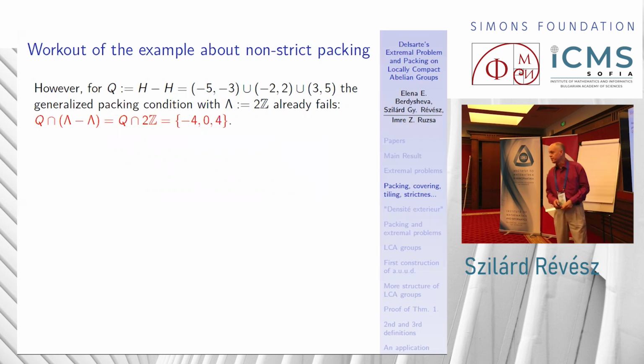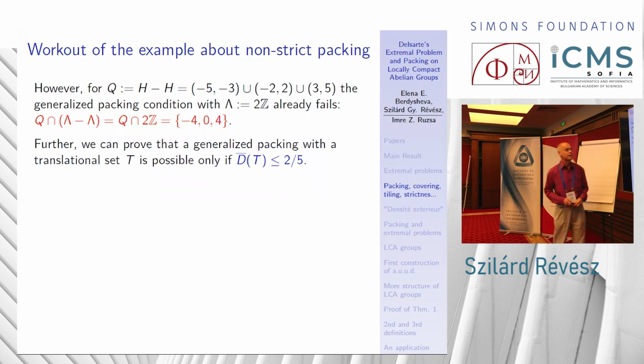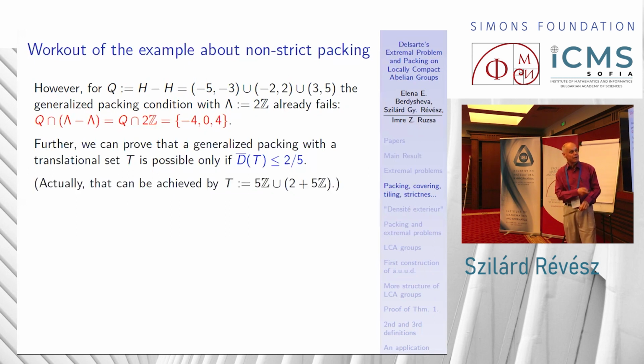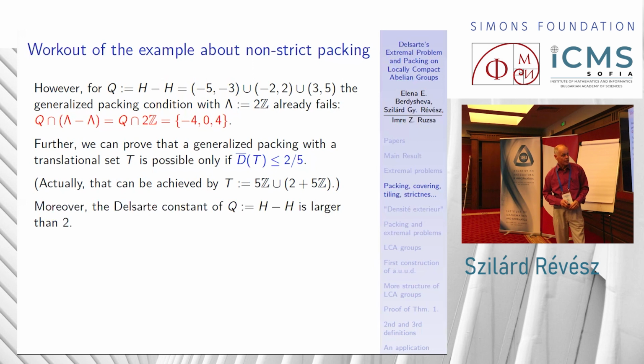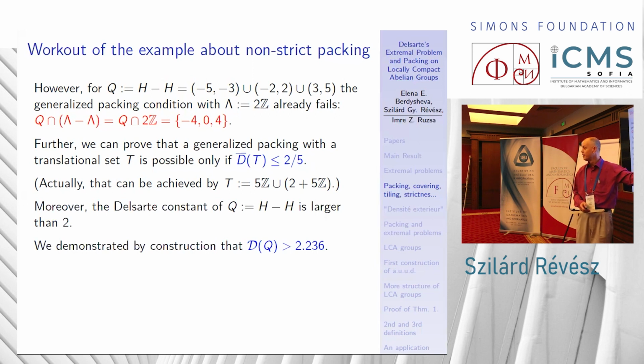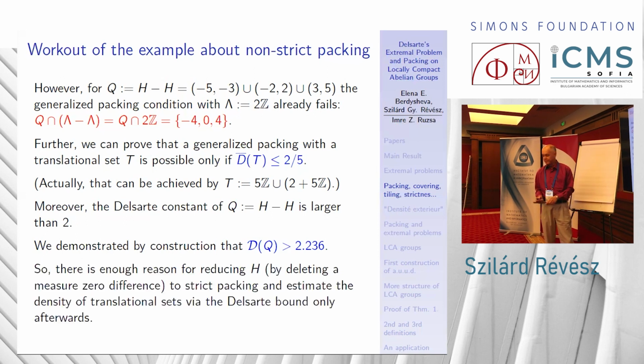We have additional points. And that's not the main problem. The main problem is that now generalized packing with the translational set T is possible only if the density is less than 2/5, so strictly less than half. 2/5 can be done by 5Z plus 2 plus 5Z. I don't think it's completely clear, so don't be embarrassed if you don't completely see why, but this is the fact. And then the Delsarte constant of H is larger than 2. Actually, we constructed geometric polynomials showing that it's at least 2.2. So it's clear that everything that we are talking about is already changed.